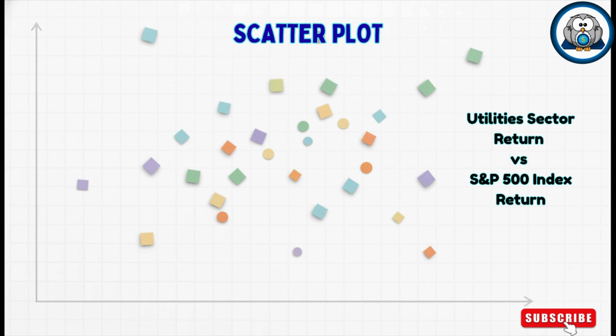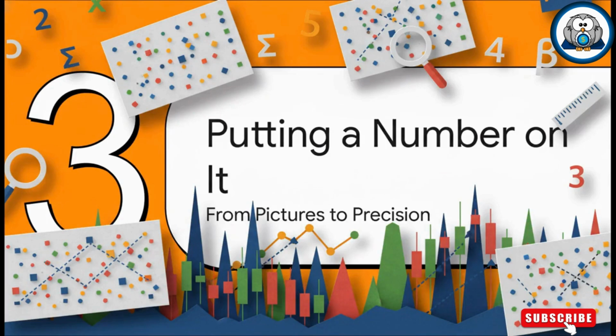Whoa, totally different story, right? The relationship is way weaker, the points are just scattered all over the place like a random cloud, and this visual difference right here is the absolute key to diversification. You want to find assets that don't just move in lockstep with everything else. So our eyes can definitely see a relationship, or a lack of one, in those scatter plots.